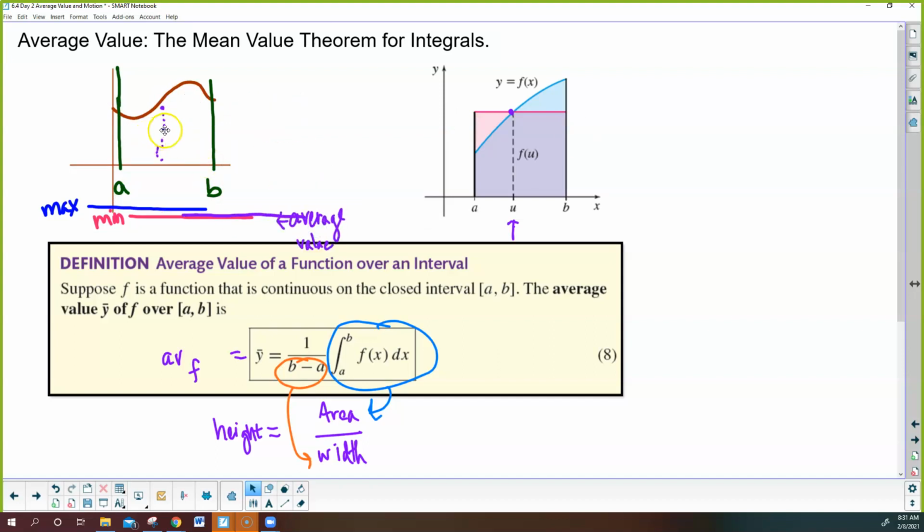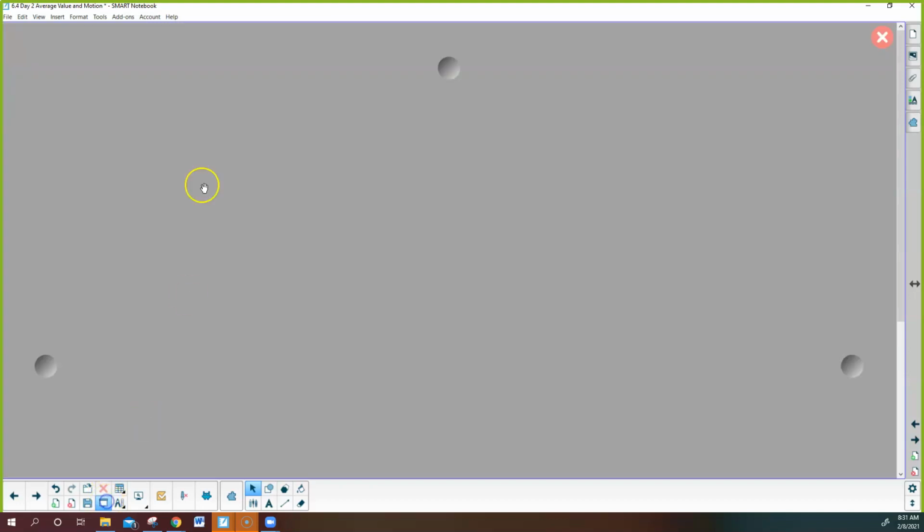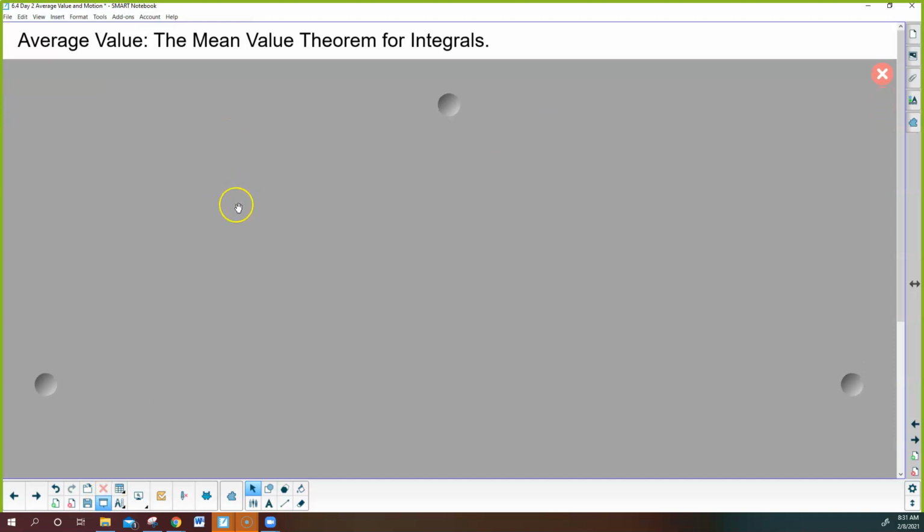And here's what I'd like you to do. We're going to talk about the average value, which is really just the mean value theorem for integrals. If you remember what the mean value theorem was, that was if a function was continuous and differentiable on an open and closed interval, then there was a value where the average rate of change was equal to the derivative.